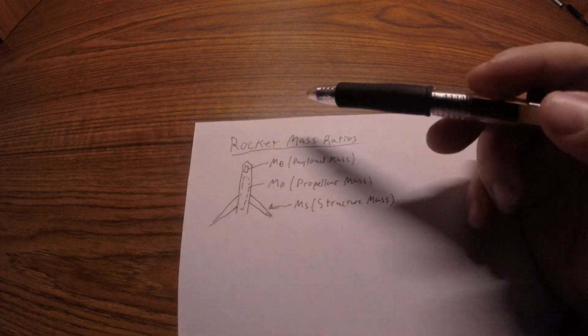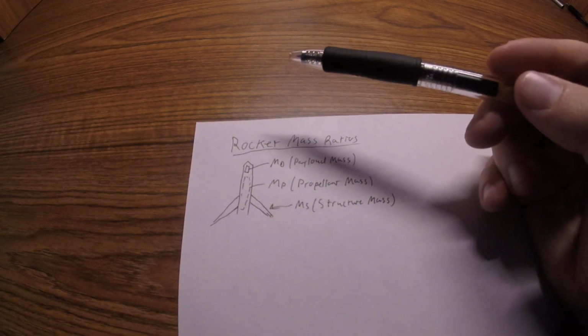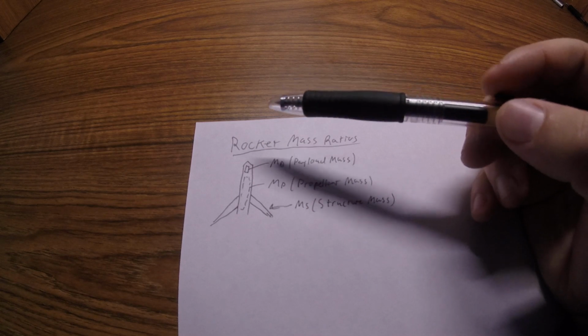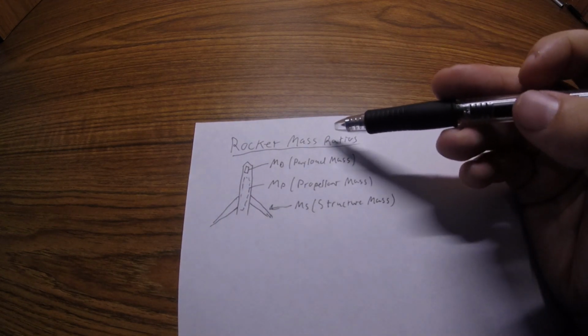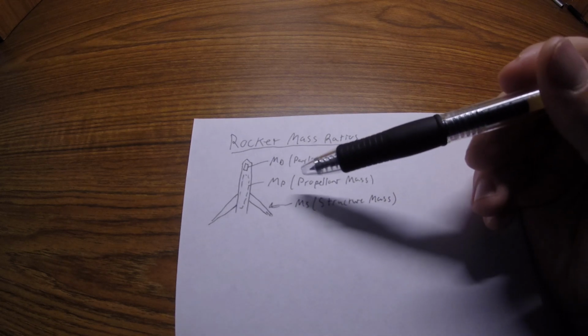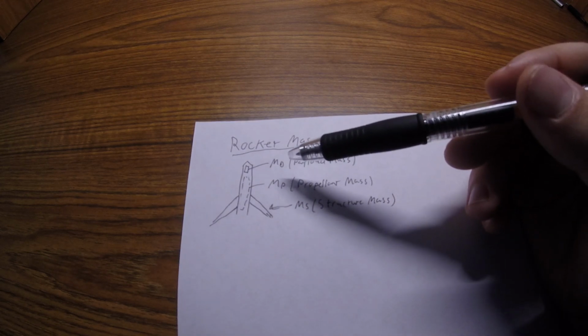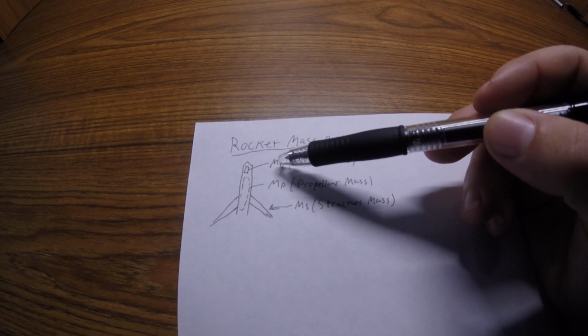Hello, in this video we're going to talk about an important but simple concept in rocket engineering and rocket science, and that is mass ratios. So you want to get your rocket in the air. What is holding your rocket back? And that is a lot of times mass.